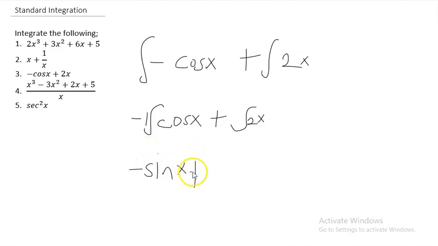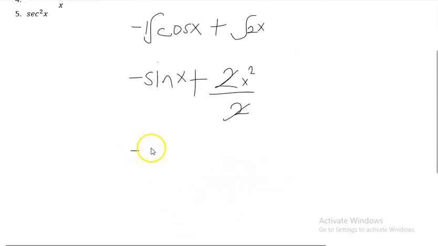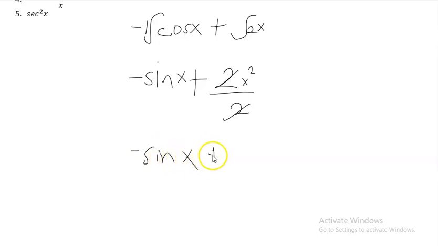Plus, you just solve this like we've been solving the others. There's an imaginary 1 here, so that will be 1 plus 1, which is 2, so that will be 2x squared, and don't forget to divide by the power, so 2 would cancel out 2. So your answer is negative sine x plus x squared. And that's the answer for that.